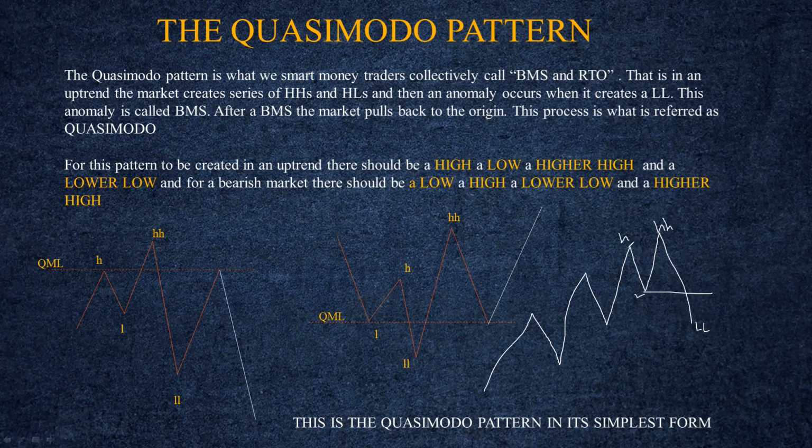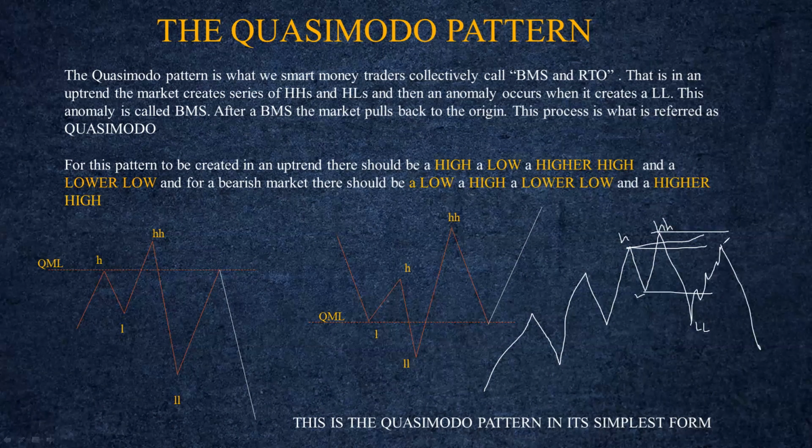So when that happens, this level is what you call the Quasimodo level. You want to see price come there. Our stop loss is at the top here. So that is what you have here. You have a high, a low, a higher high, and then a lower low, and the pullback. Boom, we sell. A low, a high, a lower low, and a higher high, a pullback, we buy.